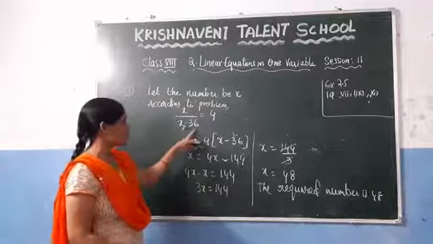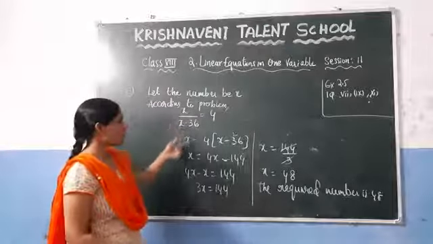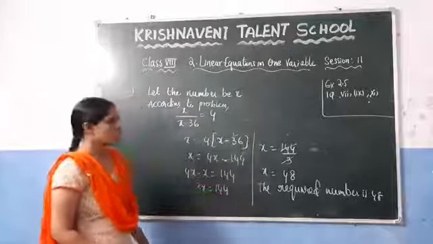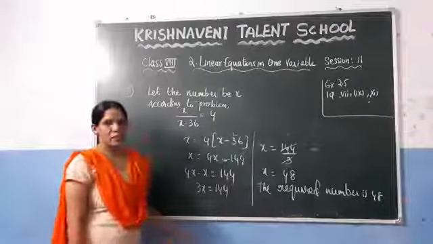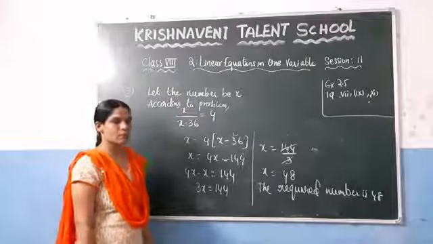You know that 48 minus 36 is nothing but 12. 48 by 12 gives you 4. From this, the session is completed. In the next session, we are going to solve the remaining problems of this exercise.